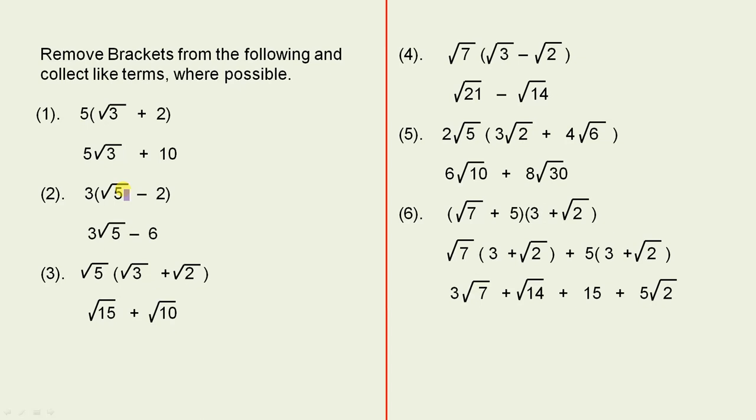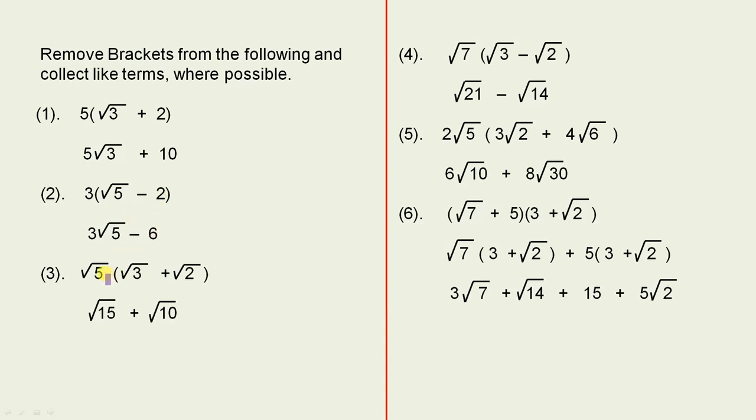For the second example, 3 times the square root of 5 is 3 the square root of 5. 3 times 2 is 6, and there's the minus sign.